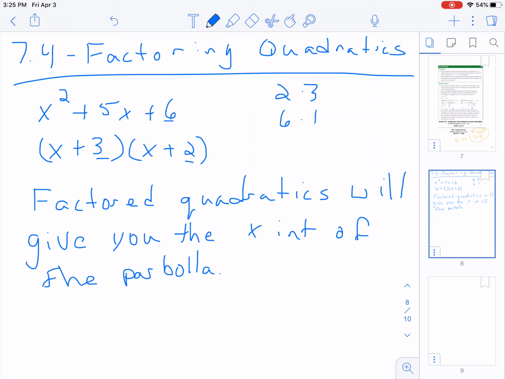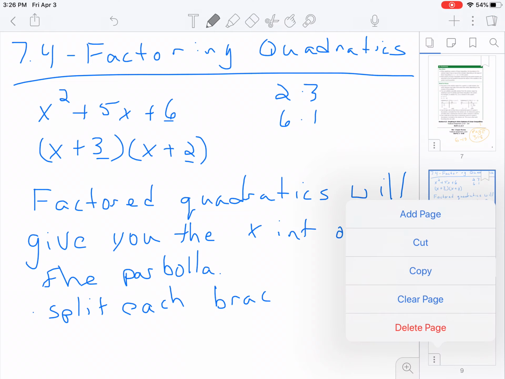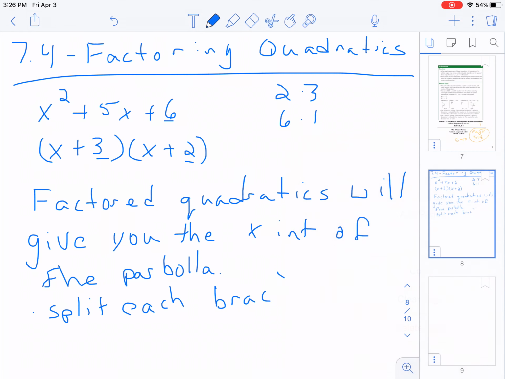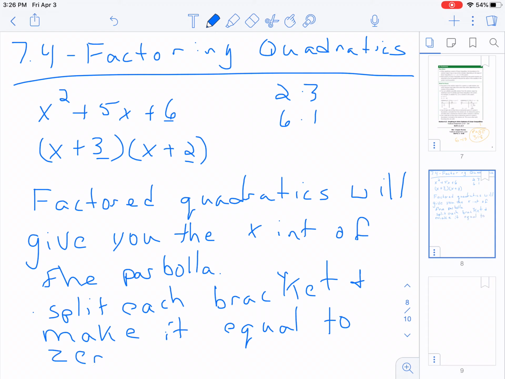Okay, so once you've factored it, you need to split each bracket and make it equal to 0. Then solve for x.